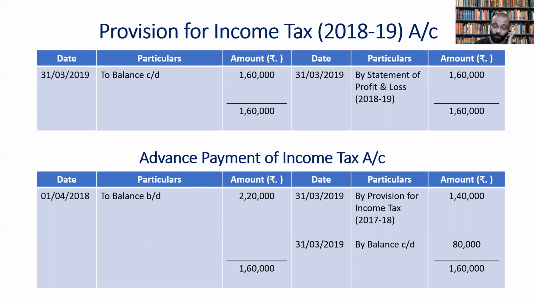31st March 2019. What is it? By provision for income tax. For 2017-18, the value we got is 1,40,000. So that amount you have to write. We know the journal entry. According to the journal entry, when you prepare one account, the other account should also be simultaneously credited or debited. Please remember that. So by provision for income tax, 1,40,000, and that is for 2017-18.